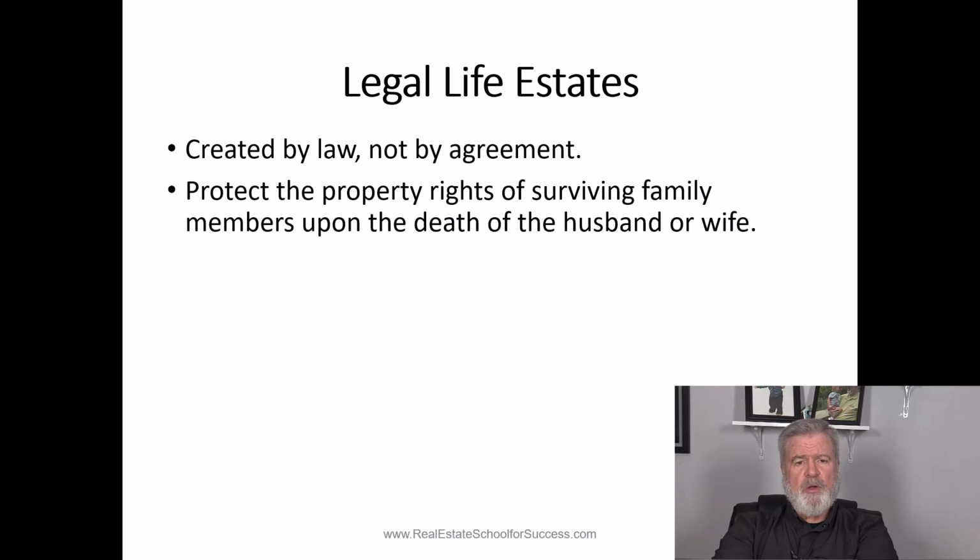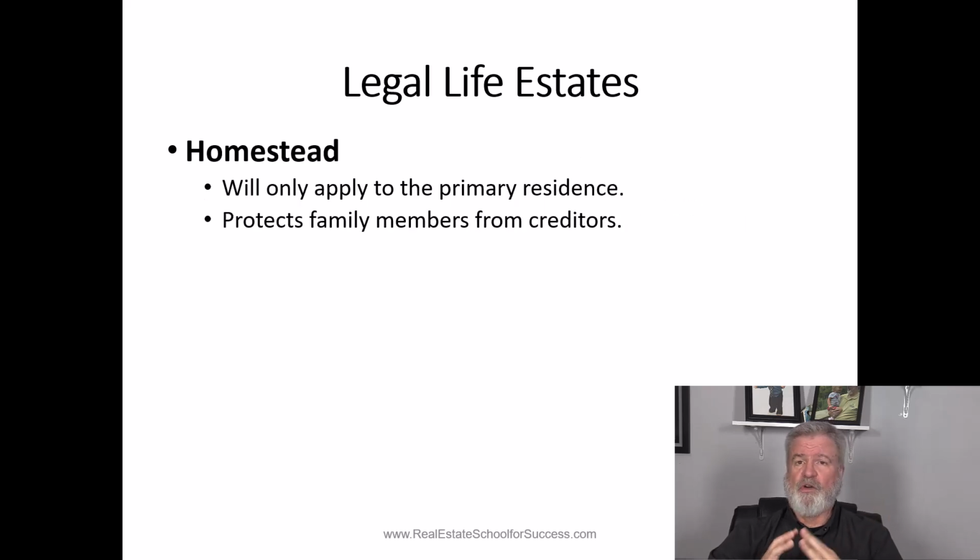But now we take a look at the legal life estates. Obviously, these are created by law, not by an agreement, but they protect the property rights of surviving family members upon the death of the husband or wife. Now, there are different types here. Now, I'm going to tell you, I don't have many, if any, people coming back telling me that they got any questions about legal life estates. But just in case, I'm going to go over them real quick. I'm just not going to spend nearly as much time on them.